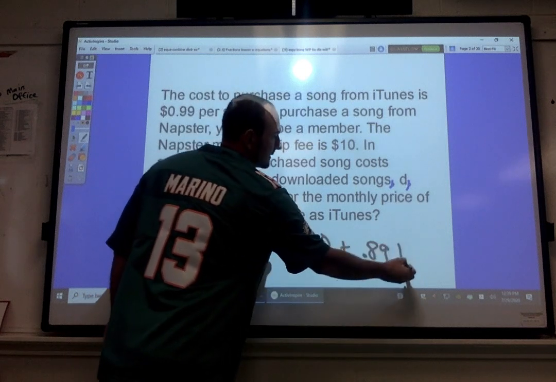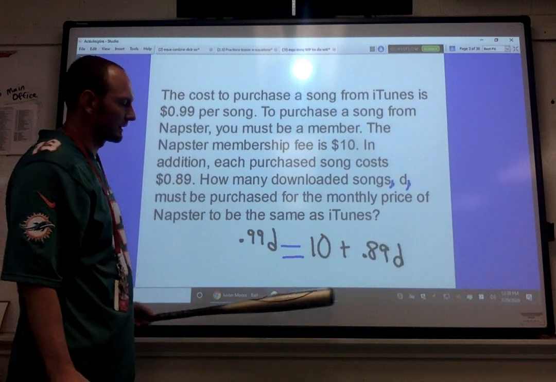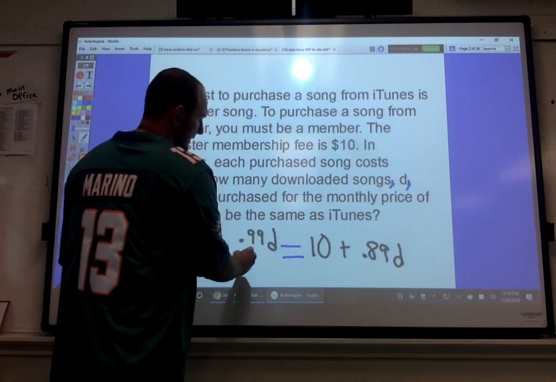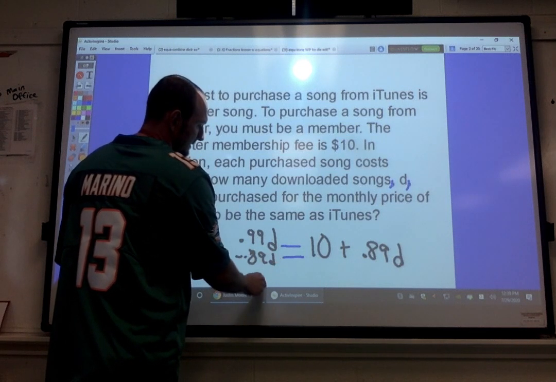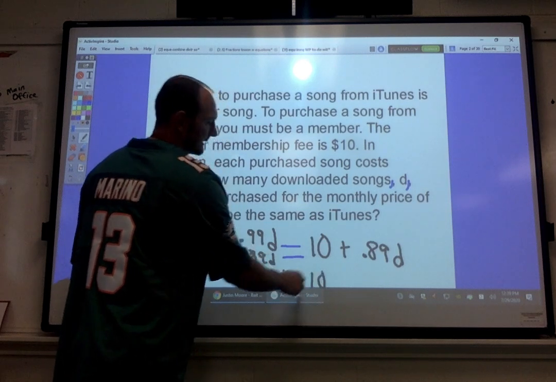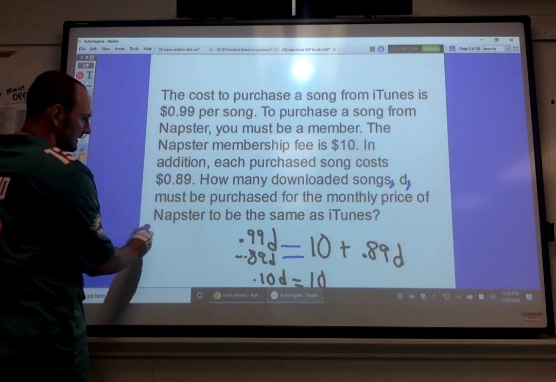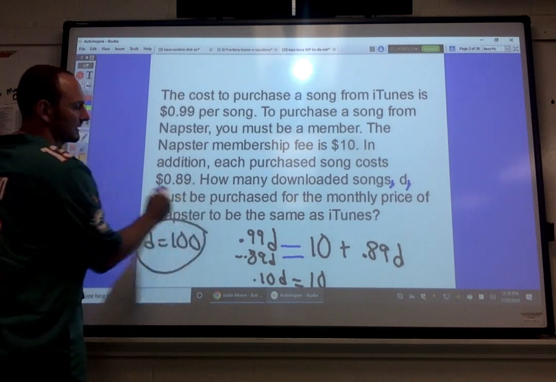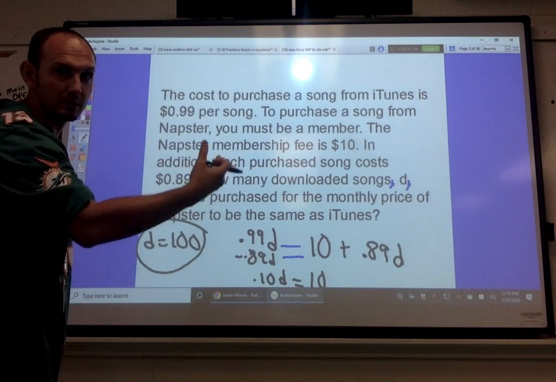No future period. So if I'm going to solve it, I'm going to bring this variable over here, so I don't have a D floating around over here. Subtract the 89 cents, which is 10 cents of the difference in the sums. And this one had a $10 fee, whereas this one didn't. So D would be 100. So at 100 songs, they cost the same. Again, remember, you can pause it when the video clicks to the next slide.